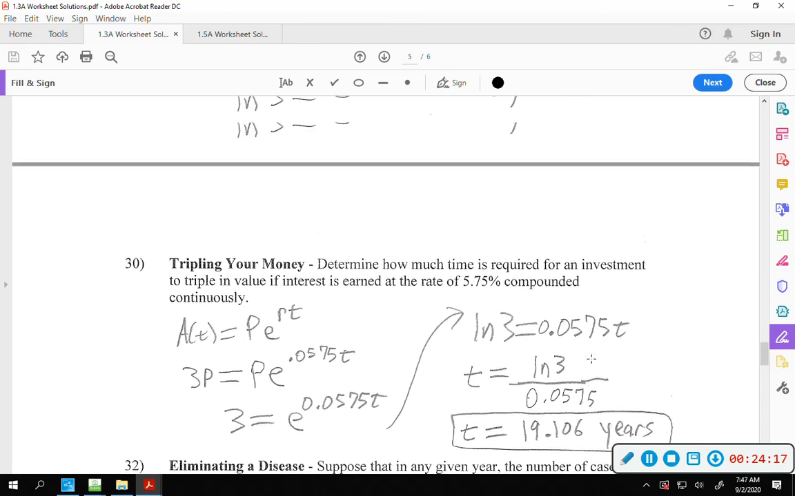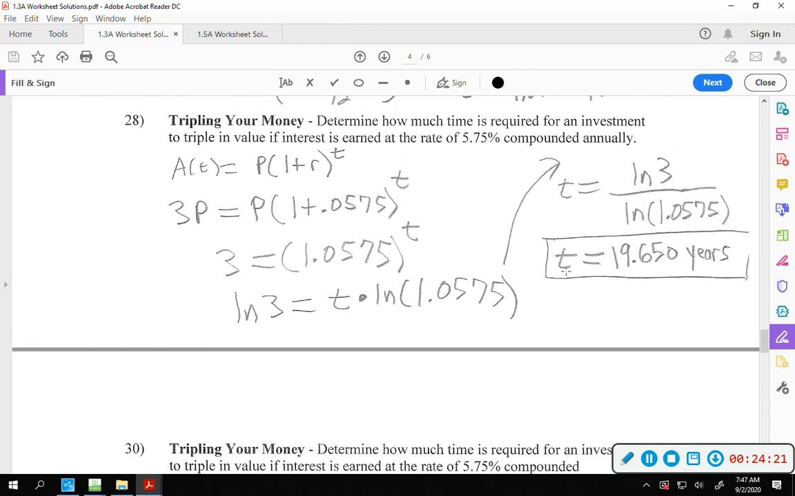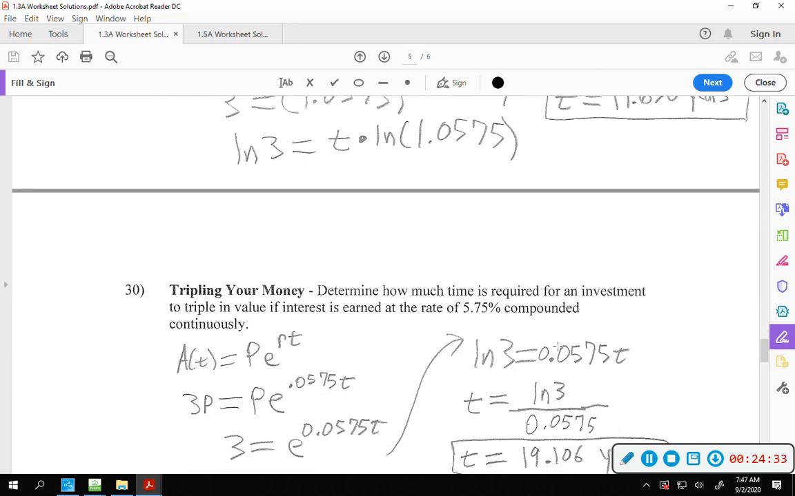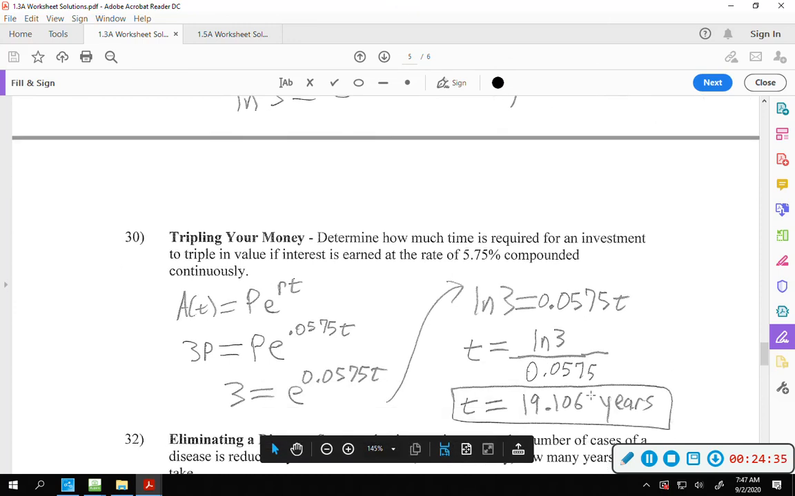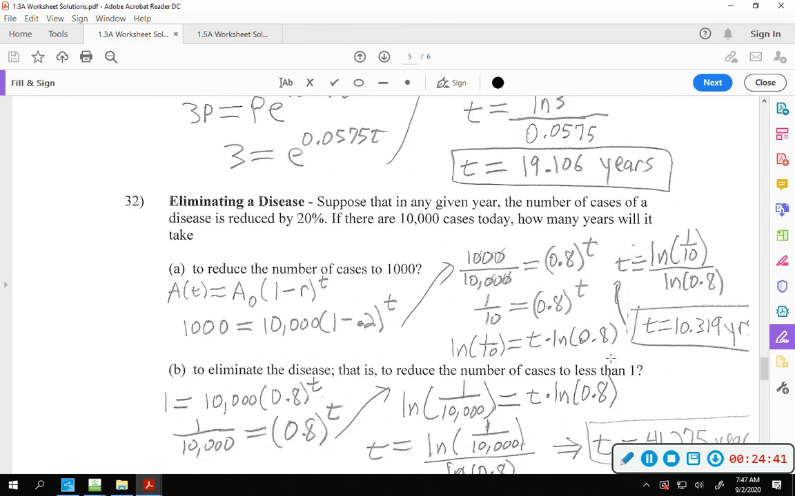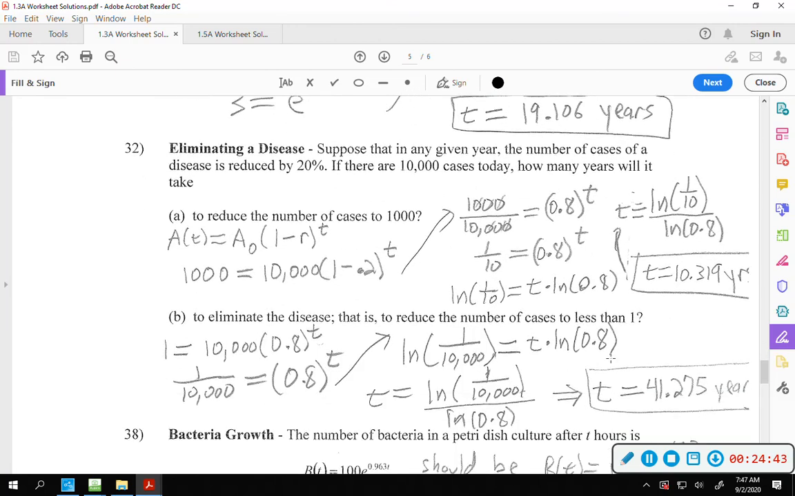19.106 years. Okay? So think about this. If it's compounded annually, once a year, it's 19.650 years for your money to triple, versus if it's compounded continuously, it's 19.106 years for your money to triple. There's not a significant difference, but there is. It's a little bit faster.